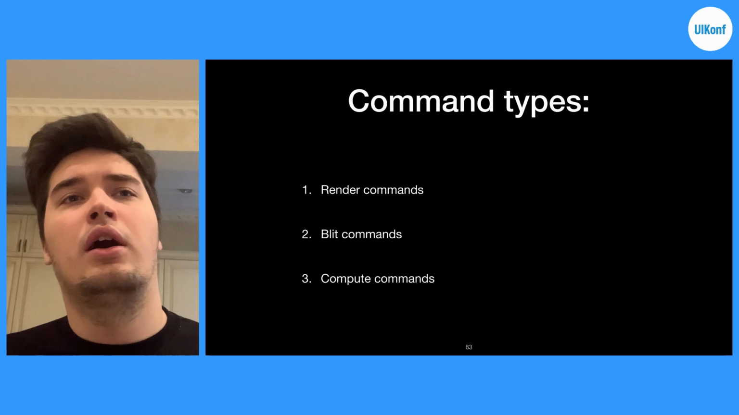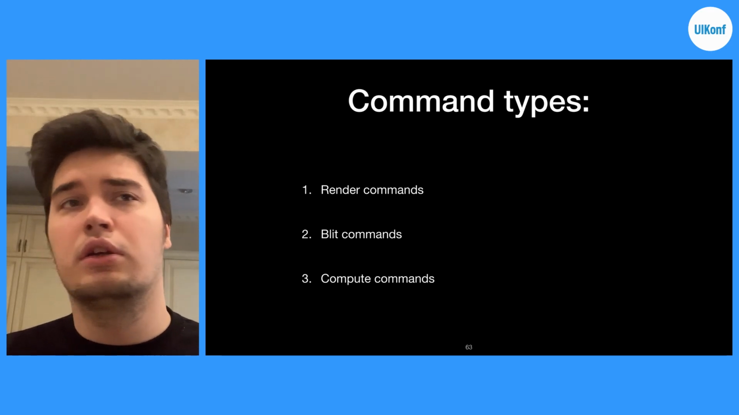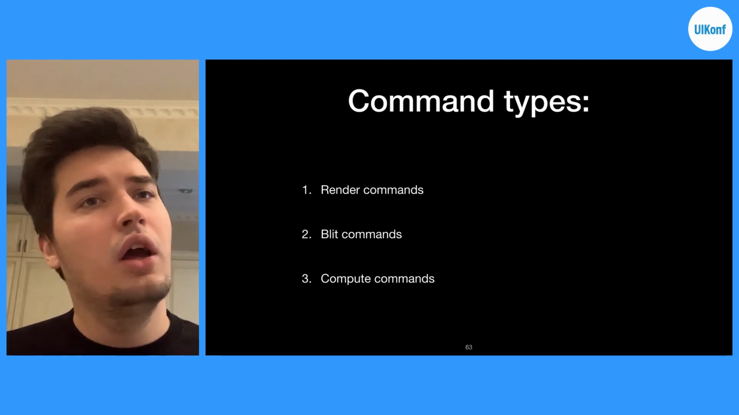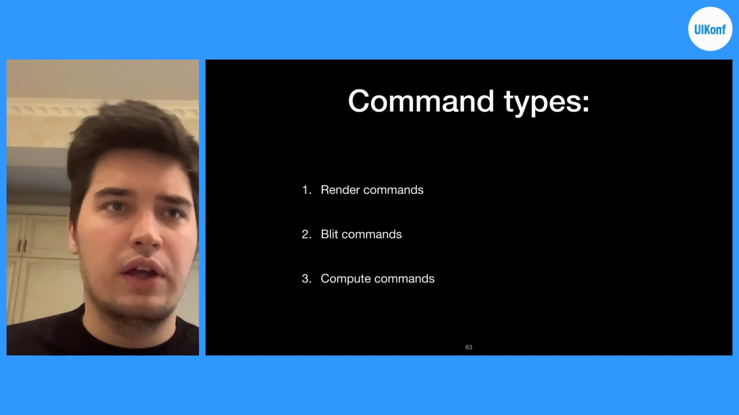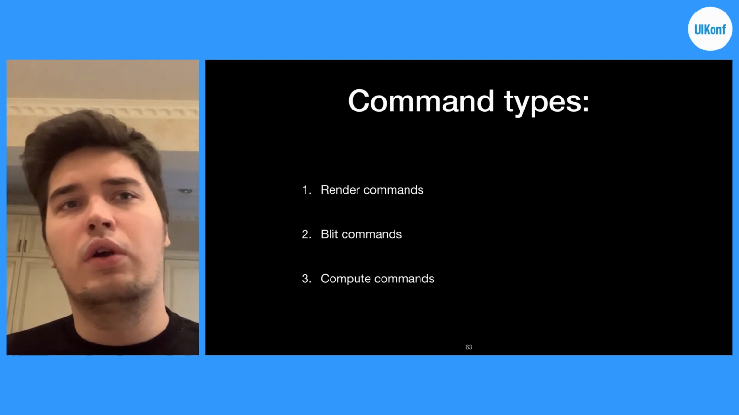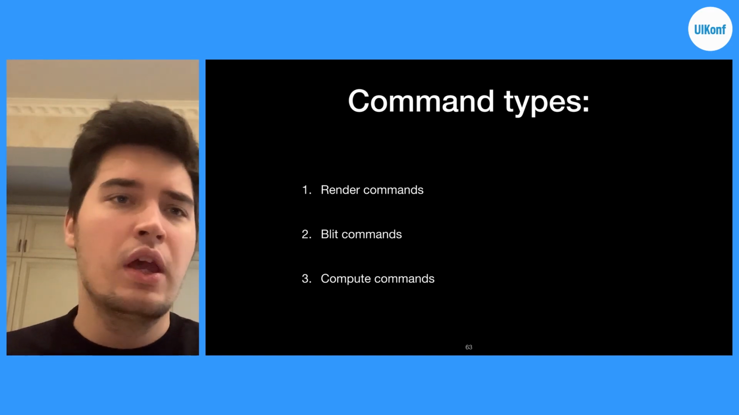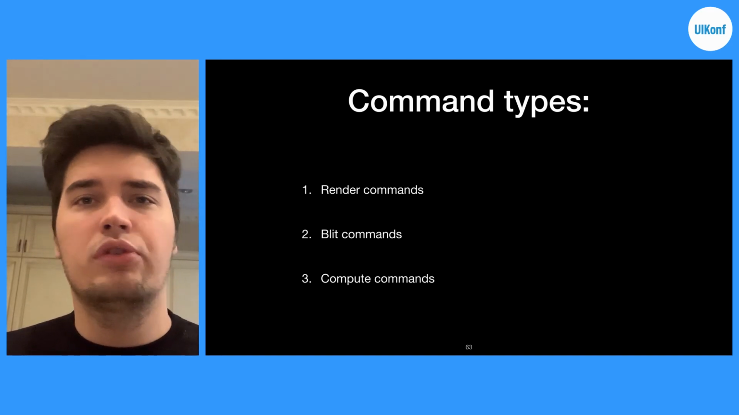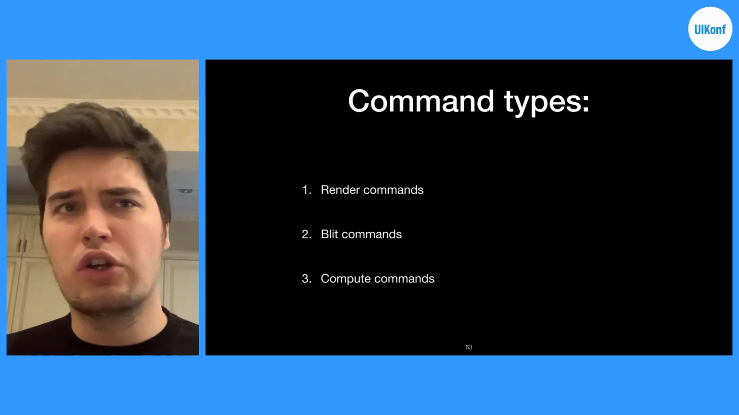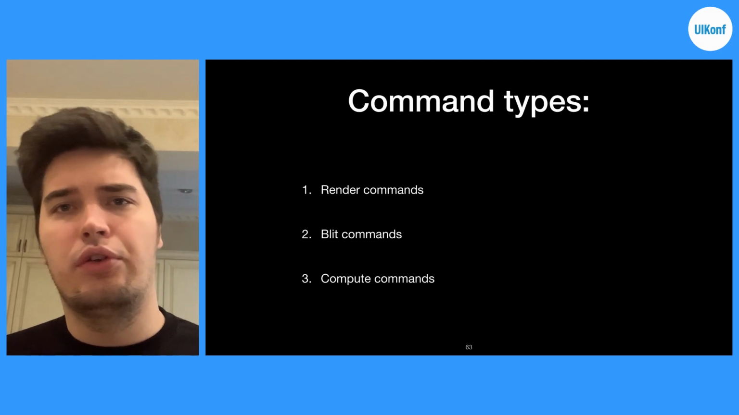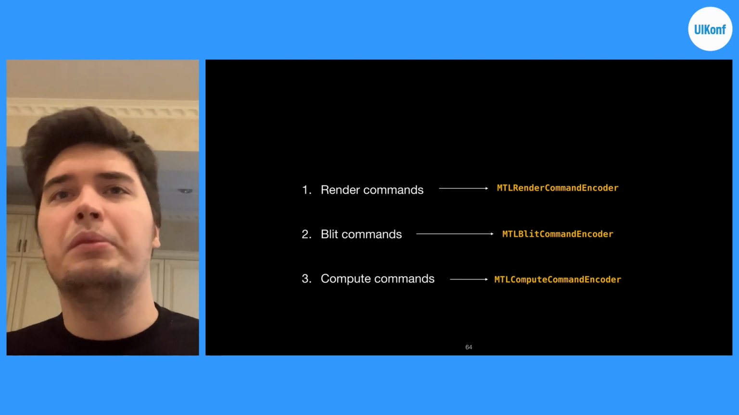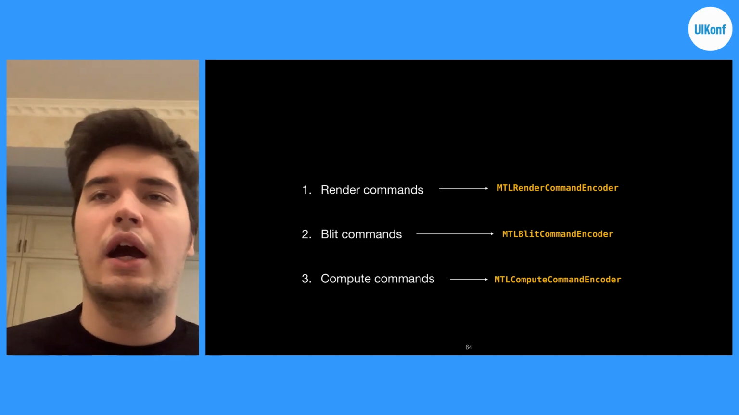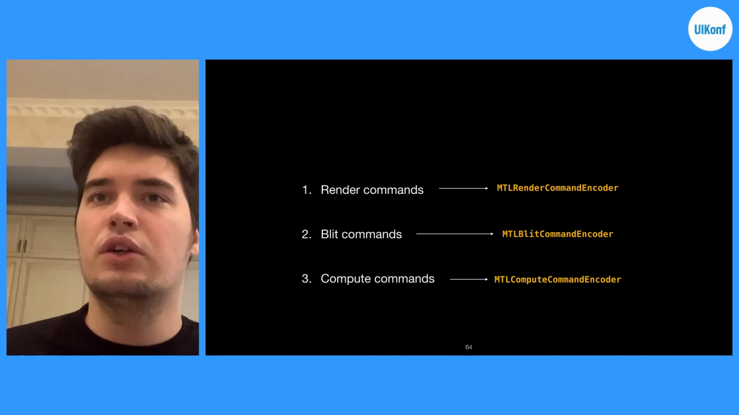Those types are render commands for rendering simple geometry, blit commands for moving data around, which is used for fast data copying or texture streaming and stuff like that, and compute commands, which are mostly used for general-purpose computation. This is what powers neural nets on iOS, for example. In order to put those commands in, you have to use a special kind of adapter objects called encoders.